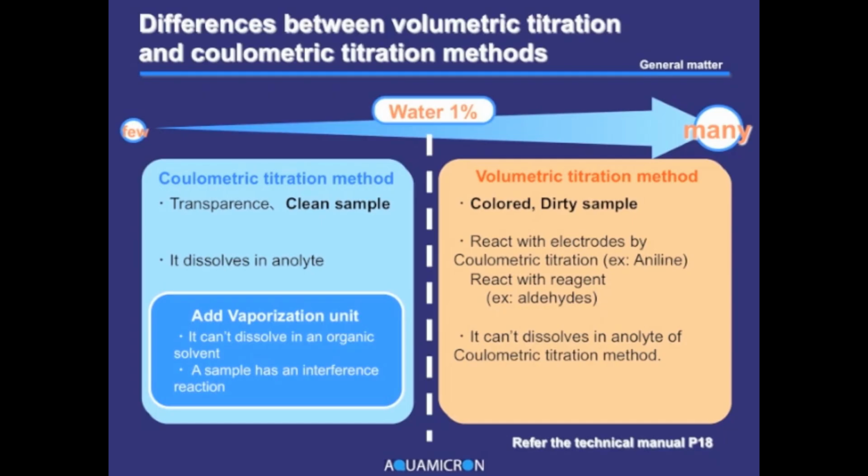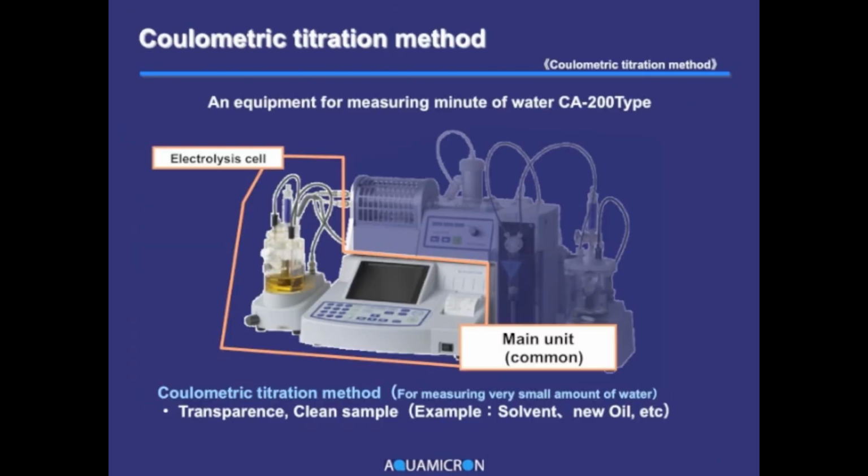Volumetric titration, on the other hand, could be used for colored or dirty samples, since it has only a detection electrode in the cell and no cathode chamber. The abundant choice of solvents for volumetric titration makes it also useful for difficult-to-dissolve samples. Solid samples, such as plastic pellets that do not dissolve in Karl Fischer reagents, can be measured by using a water vaporizer. Now, I will explain the details of the 2 titration methods.